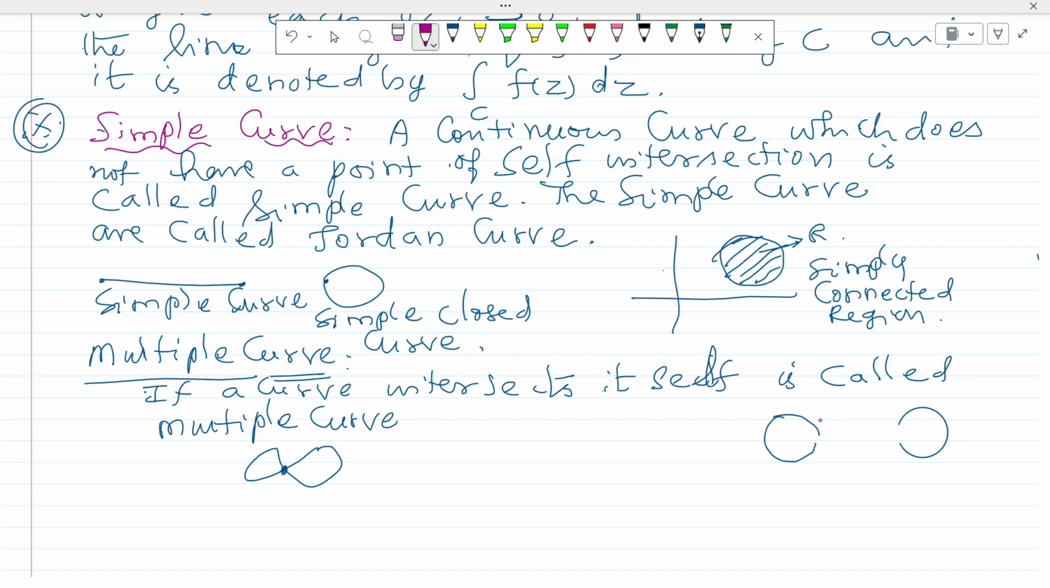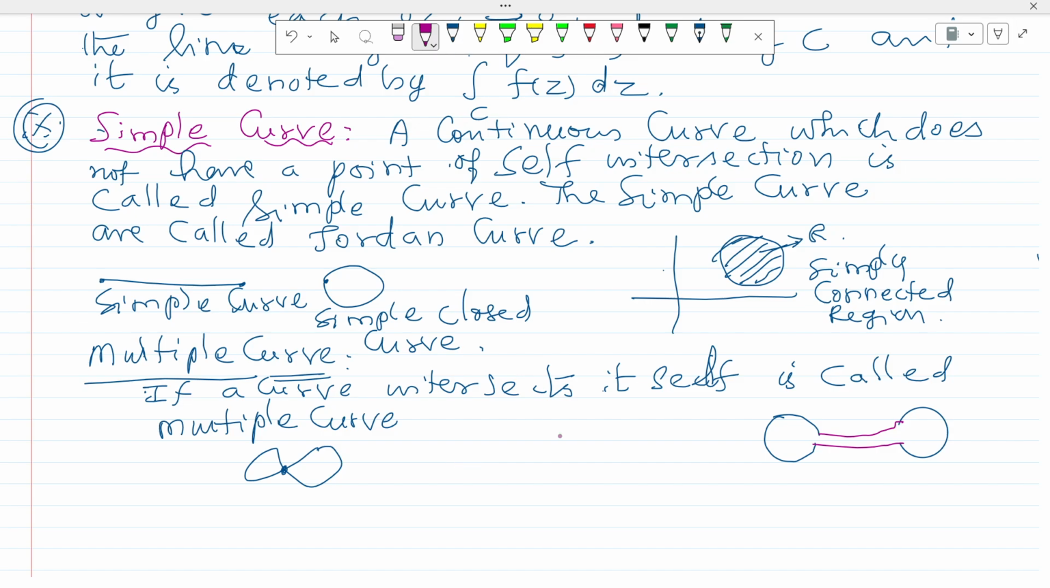Then how can we draw it as a simple closed curve? Simple closed curve means if we draw one line here, and then one line here, the two curves are connected, but it does not self intersect. Therefore, it is known as a simple closed curve or simple curve. If there is some intersection in the middle, that is known as a multiple connected region and multiple curve.